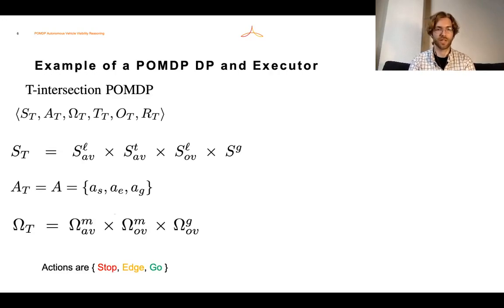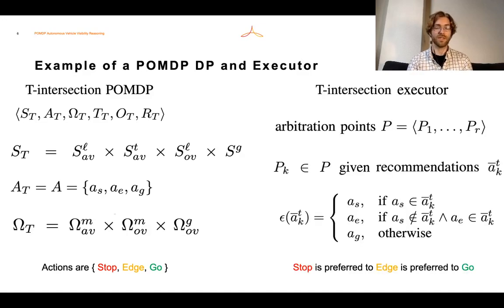Looking back at the T-intersection, its POMDP has the state of the autonomous vehicle's location, the time, the other vehicle's location, and a notion of gap. Our actions are to stop, edge slowly forward, or to go. Each of these DCs then recommends actions at particular points along the route. These are called arbitration points. And if there are any conflicts among these recommendations, the executor resolves them, such as stop is preferred to edge is preferred to go.